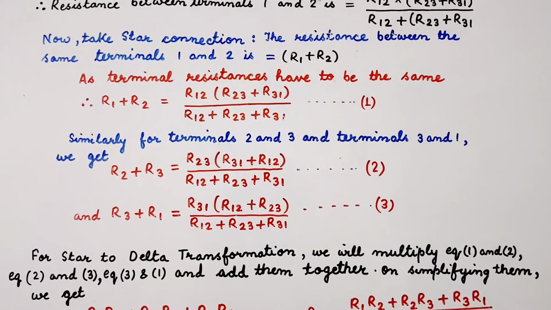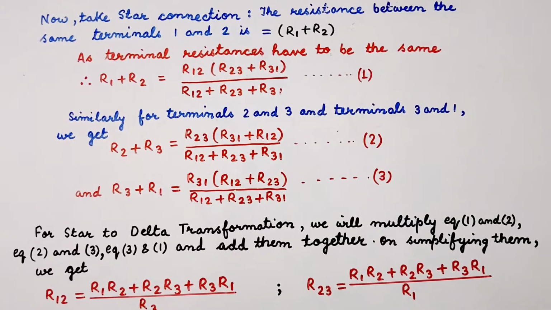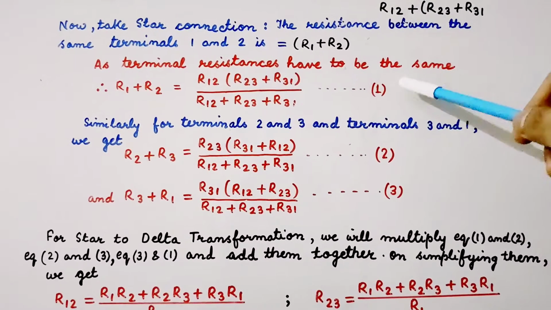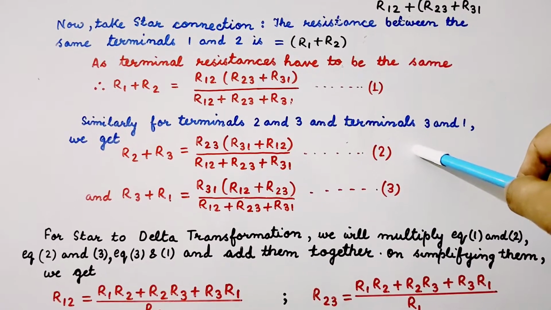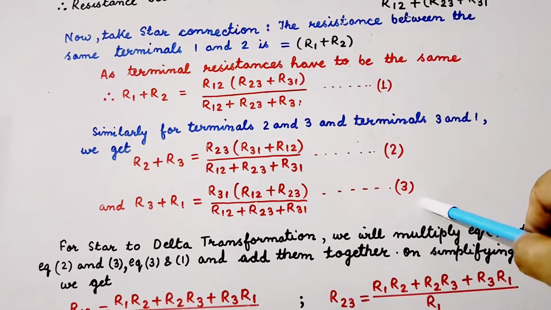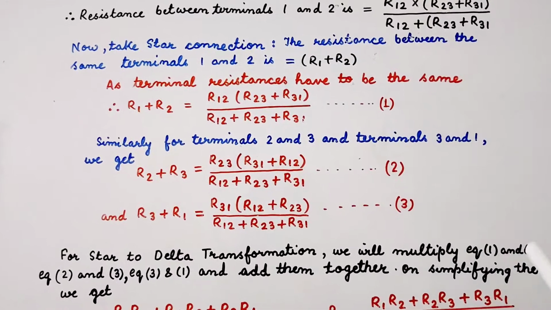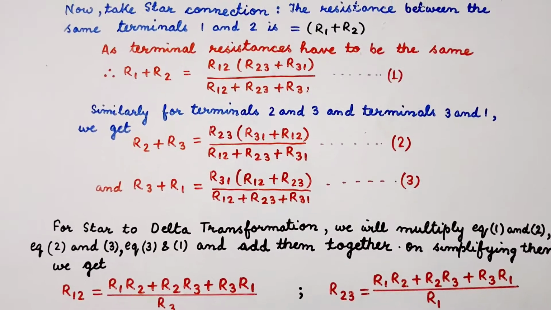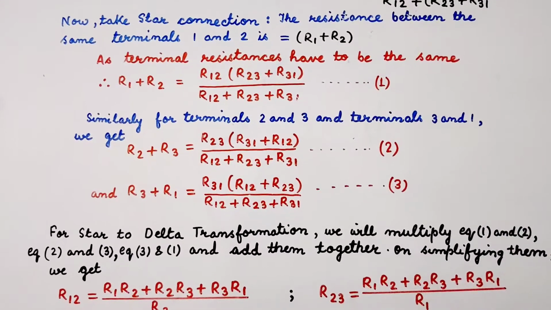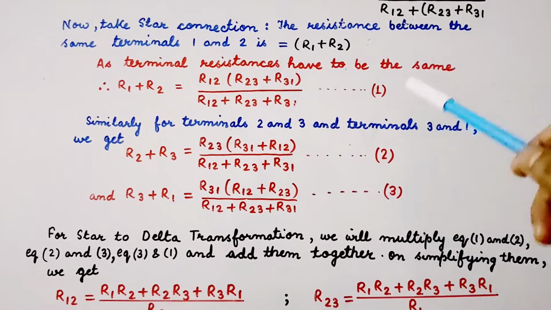Now in order to convert star to delta, that is for performing star to delta transformation, we will have to multiply equation 1 with equation 2. Similarly, we will multiply equation 2 with 3, and equation 3 will be multiplied with equation number 1. That is, we are multiplying equations 1 and 2, equations 2 and 3, and equations 3 and 1.